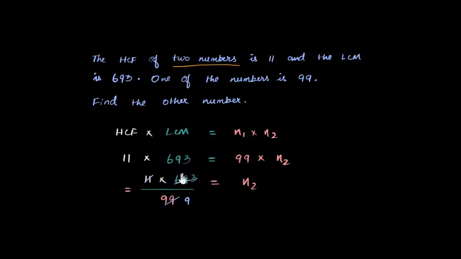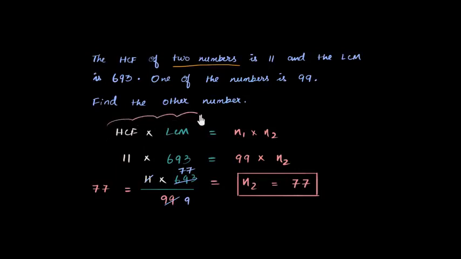So 69, 9 goes 7 times. 9 7s are 63. So 7 times, you have 69. You have 6 remaining, 63, so 77. So there we have it. The other number is 77. I can write it on this side also, 77. And we have it. So this new property, as you can see, is pretty useful.